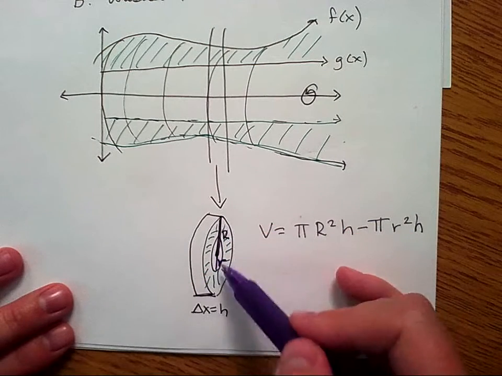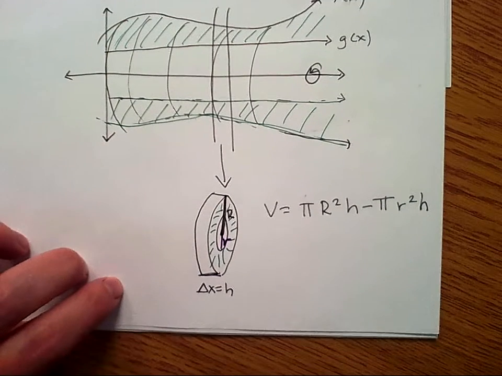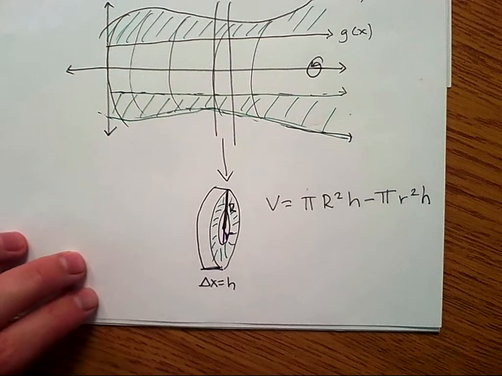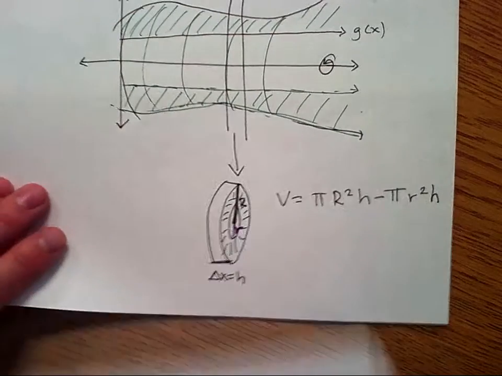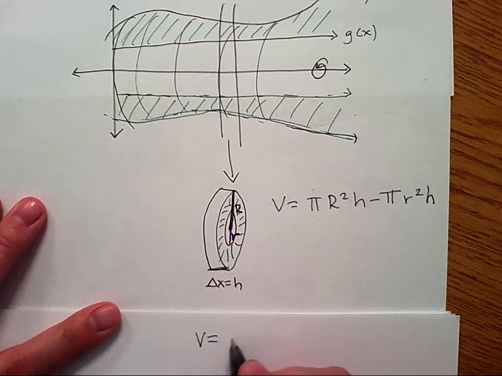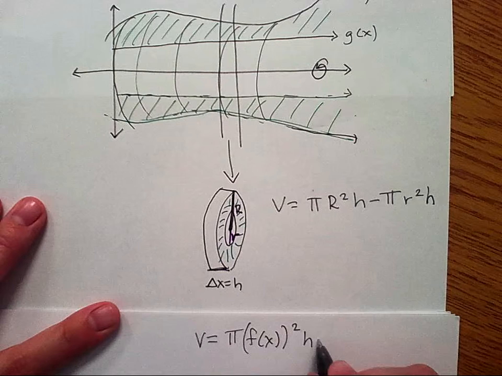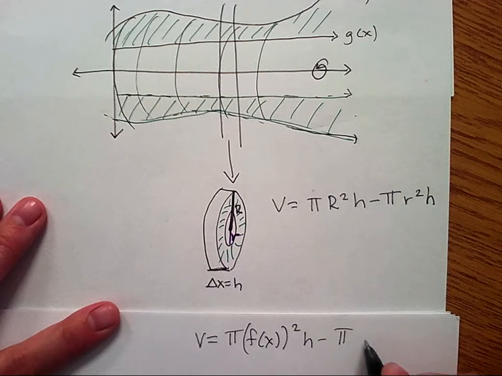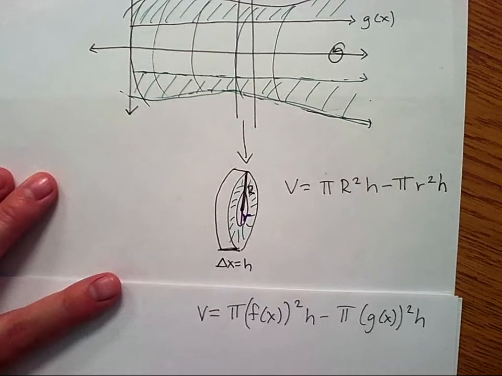So I did a capital radius and then a lowercase radius. Can you see that in the picture? Is that a little hard to see? Okay. So let's put it in terms of this problem. What's my radius again? For the big R, it's f of x. So I have pi f of x squared h minus pi times what? g of x squared h. Okay? Does that make sense?